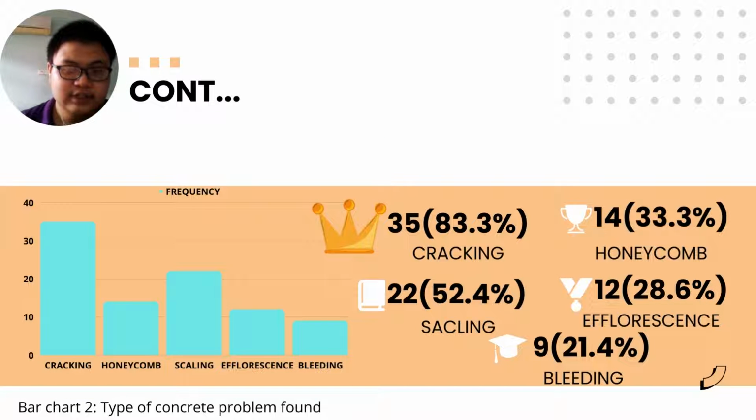Last but not least, from the survey, we have also found that 83.3%, which is 35 of the respondents, have faced the cracking problem, and another 52.4%, which is 22 of the respondents, have faced the scaling problem. Thus, we can conclude that the most common concrete problem occurring in concrete houses is cracking.